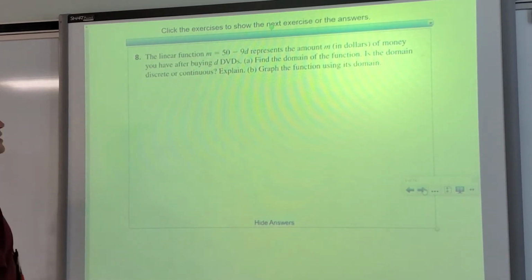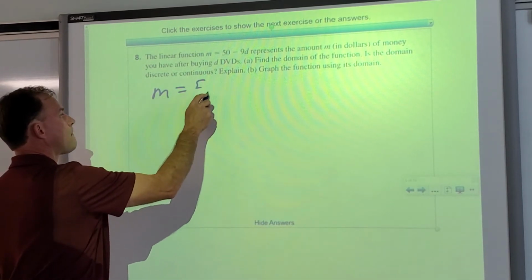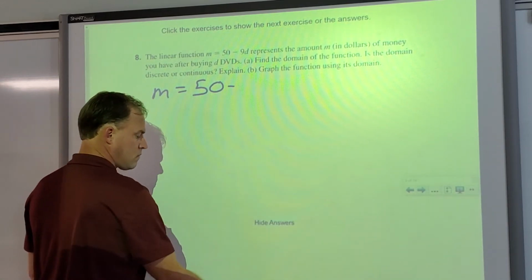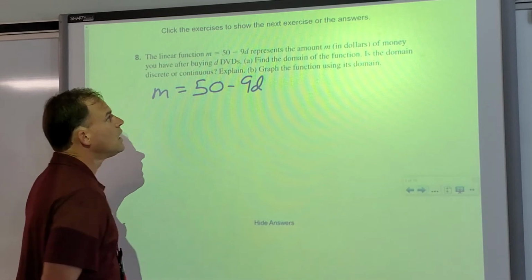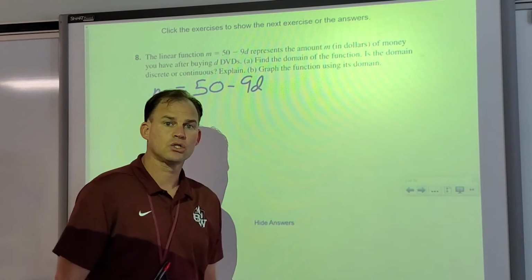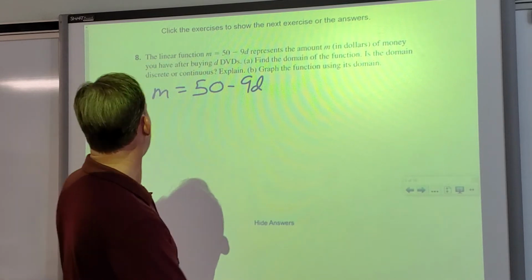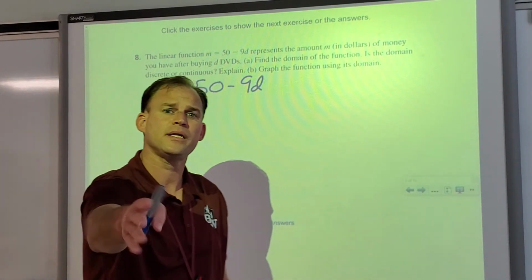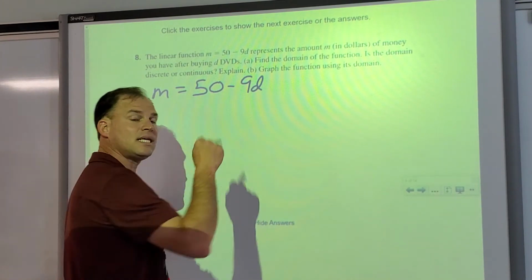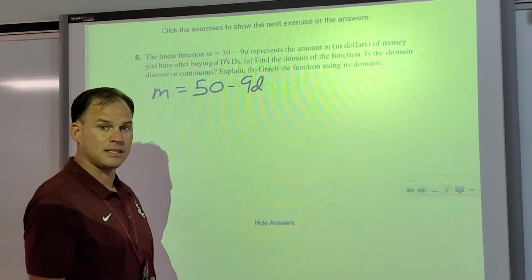So a linear function m equals 50 minus 9d. I'll rewrite the problem for you. It represents the amount of money in dollars you will have after buying D DVDs. So going back to yesterday's, which one is independent and dependent? That's not up here, but let's talk about that real quick. Independent versus dependent. So where am I plugging in numbers? I'm plugging in numbers for D. That's my independent variable. M is my dependent variable.